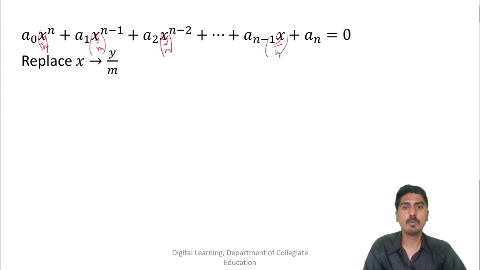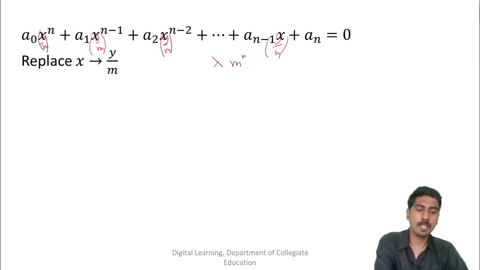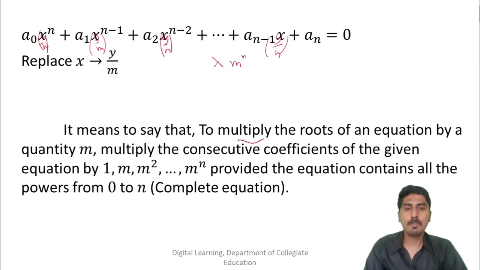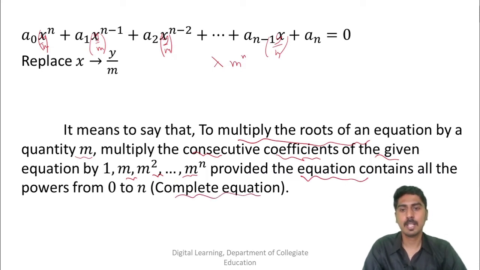When I multiply throughout by m to the power of n, I observe that to multiply the roots of an equation by a quantity m, we just multiply the consecutive coefficients of the given equation by 1, m, m square, etc., m to the power of n, provided the equation is a complete equation. That is, it should contain all the powers from 0 to n. Now we shall see this by an example.